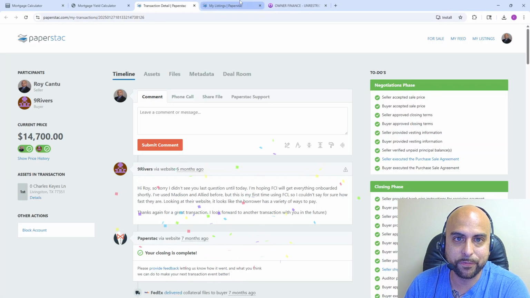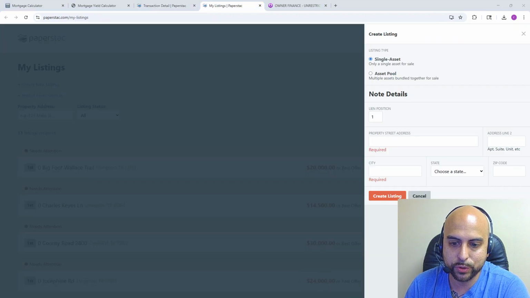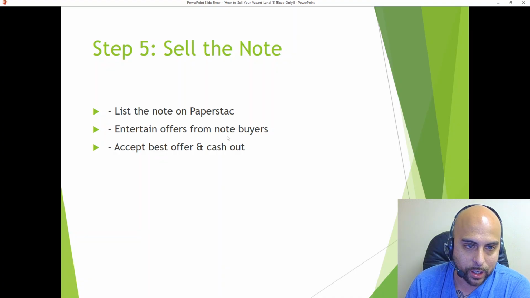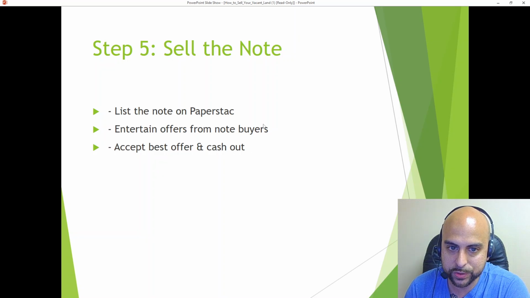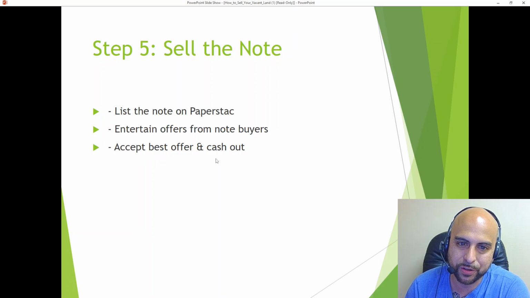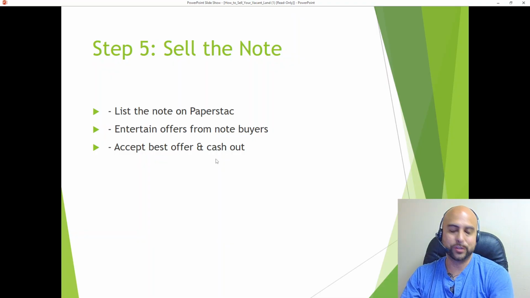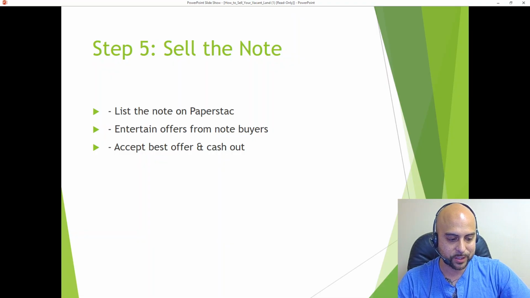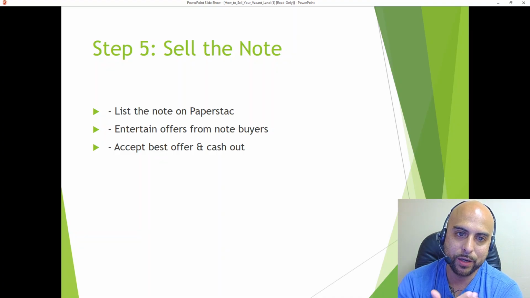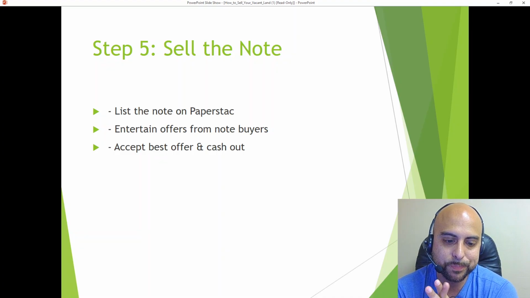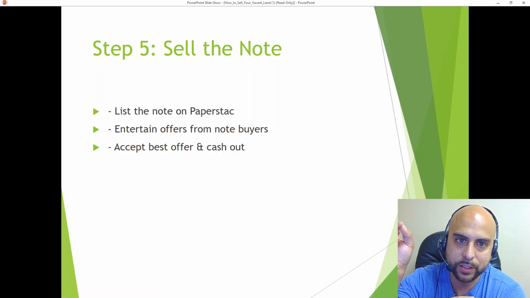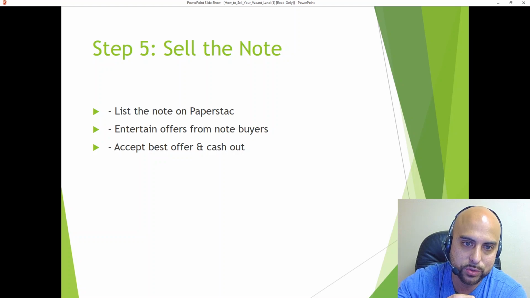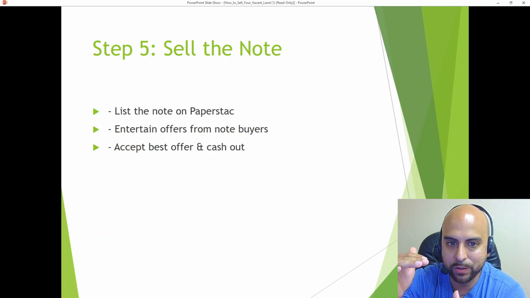So this is step 5: not to create the note, but to list the note on PaperStack, entertain offers from note buyers, accept the best offer, and cash out. The way PaperStack does it is, once you accept an offer from a note buyer, they'll go through a step-by-step process. It's like a checklist. The note buyer does something, then you do something, check, all the way down.